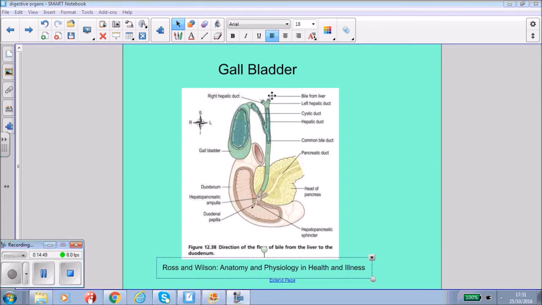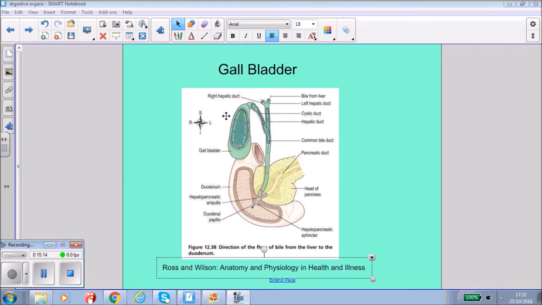The bile produced by the liver travels from the liver, which is up in this region, down through the hepatic duct, and it's travelling down towards what will eventually be the small intestine. However, if it's not required at that moment in time, it sort of does a little U-turn and goes back up the cystic duct and hangs out in the gallbladder for a while.